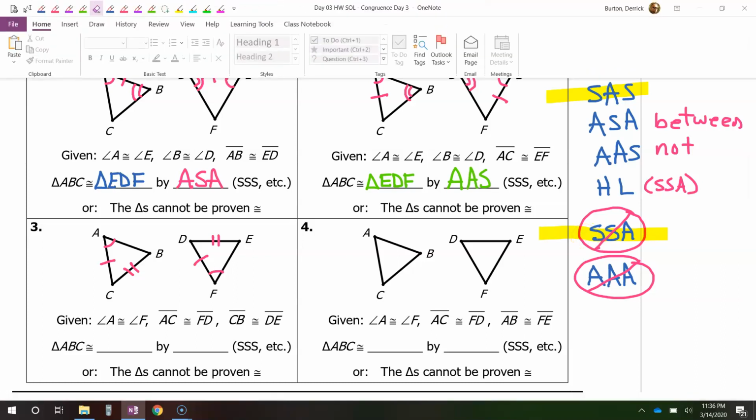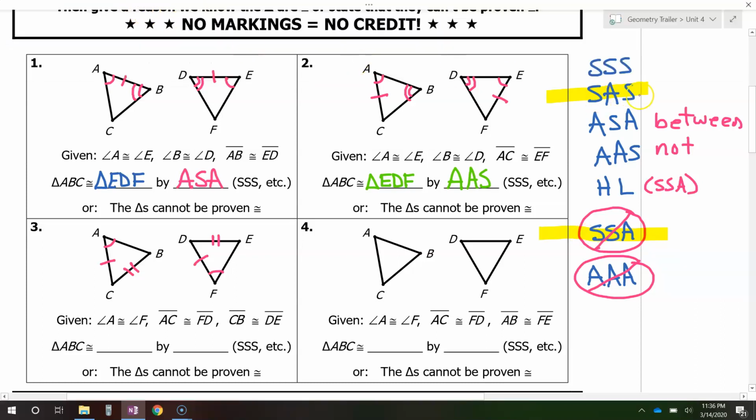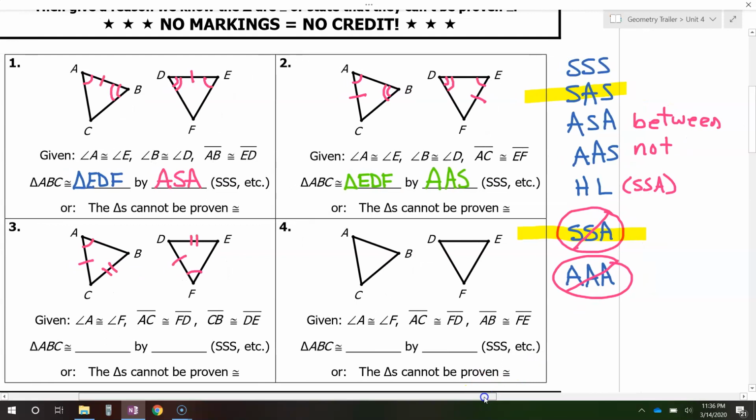So here's how you tell the difference. If it's going to be side angle side, again, this is a situation where the word between is very important. The angle has to be between the two sides. Between. Just like you can see that the A is between these two S's. So if the angle is between the sides, that's the one I'll pick. If it's not, then that means I'm looking at side side angle, which doesn't work, and I will circle triangles can't be proven congruent. So how do I tell?